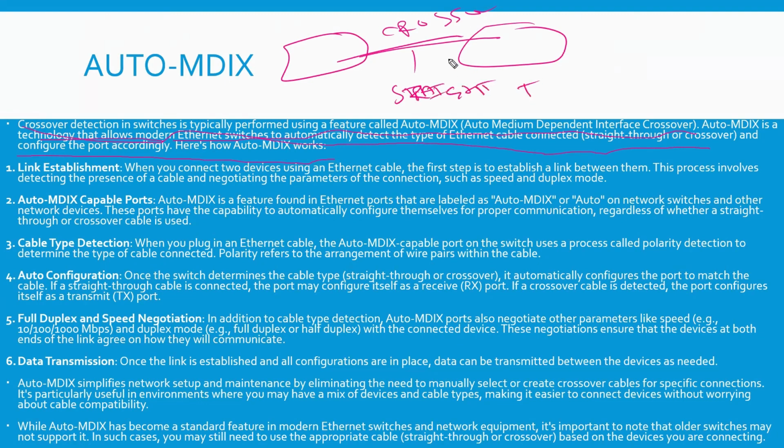So straight through. So they automatically negotiate between each other. Okay, what cable are you using? They send some sort of data between each other. They send a sequence number from one end, and it will start the same kind of data from the other end.